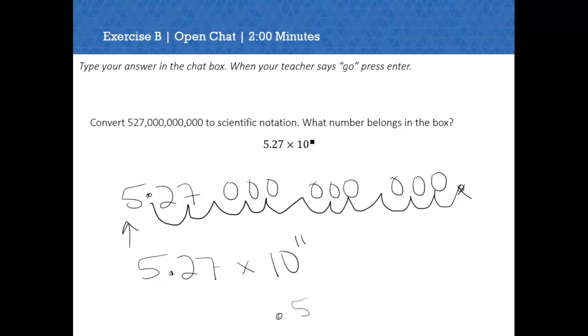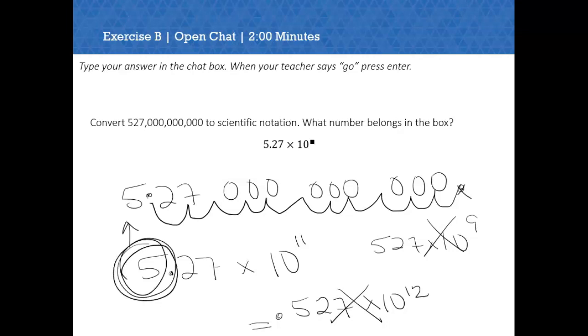If you wrote it 0.527 times 10 to the 12th, this would be incorrect because we don't have a number in front of the decimal. If you wrote it as 527 times 10 to the 9th, this is incorrect because you have too many numbers in front of the decimal. You can only have one number in front of the decimal.